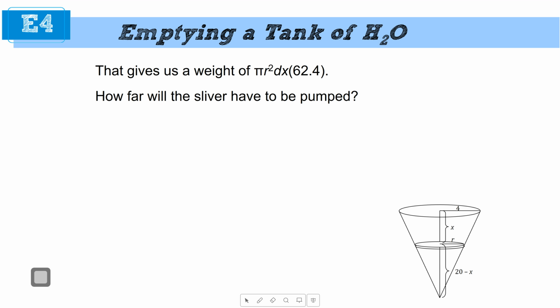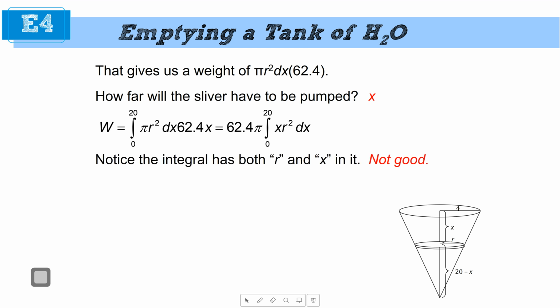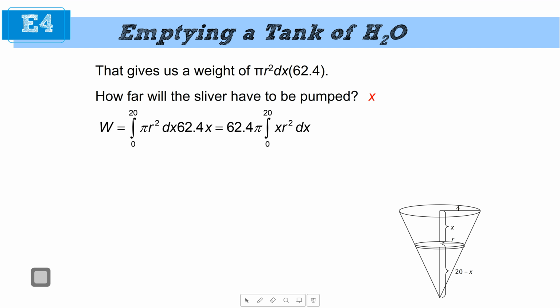How far am I moving that sliver of water? X. Very good. That'll take it over the edge of the tank, as it says, emptying the tank. Okay, there's the setup. Pi r squared dx times 62.4 is the weight of the sliver. X is the distance that we're pumping that thing. This was a mess, so I cleaned it up. I took all the constants and moved them out in front. I left all the variables on the other side because we have to integrate those variables.